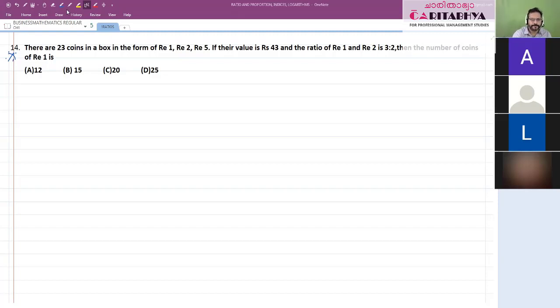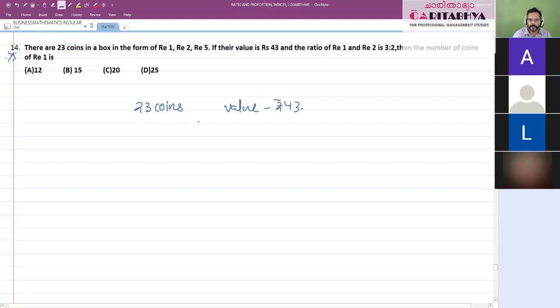So, there are 23 coins in total, and the total value is rupees 43. We have 1 rupee coins, 2 rupee coins and 5 rupee coins. The ratio is given for 1 rupee and 2 rupee coins.